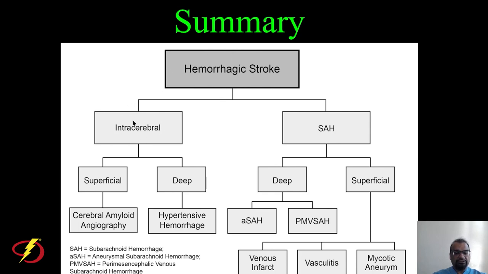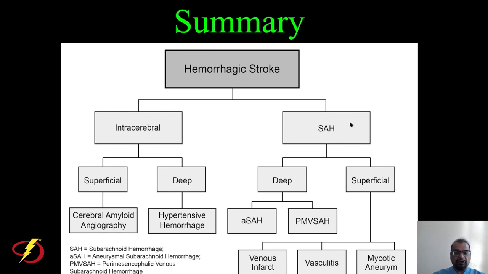10% of all stroke is intracerebral, 3% of all stroke is subarachnoid hemorrhage. When you see an intracerebral bleed, bleeding within the parenchyma of the brain, you have to decide, is this a superficial or deep location? If it's a superficial location in an elderly patient, think of cerebral amyloid angiopathy. If this is in a deep location, think of hypertensive hemorrhage.